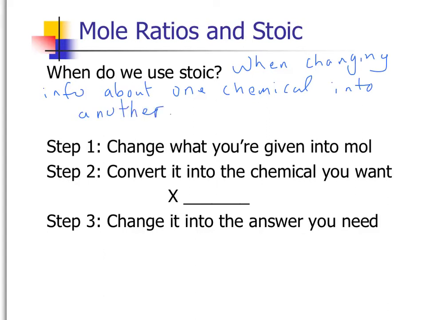There are 3 steps to stoichiometry. Step number 1, change whatever information you're given into moles of the chemical that you have. Step number 2, convert that into the chemical you want by using a conversion factor. Remember, you set this up by timesing by what you want and dividing by what you already have. And then step 3, change that number of moles into the answer that you need. So this could either be in grams of a solid, volume or concentration of a solution, or pressure or volume or temperature of a gas, depending on the experiment you're doing.